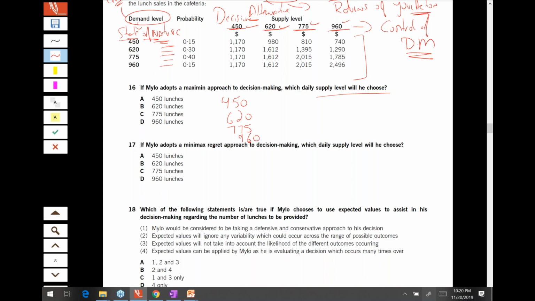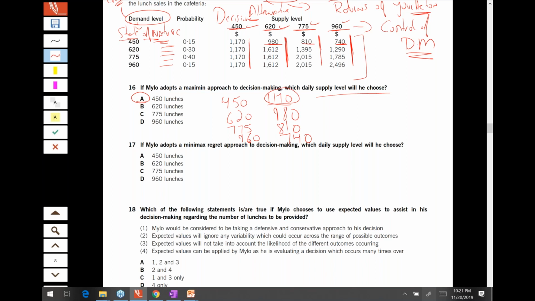In 450, what is the minimum? 1170. In 620, what is the minimum? 980. In 775, what is the minimum? 810. In 960, what is the minimum? 740. So from the list of minimums, we are selecting the maximum, and that maximum is 1170. So the answer is A.